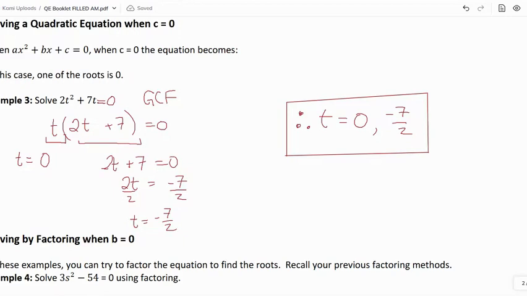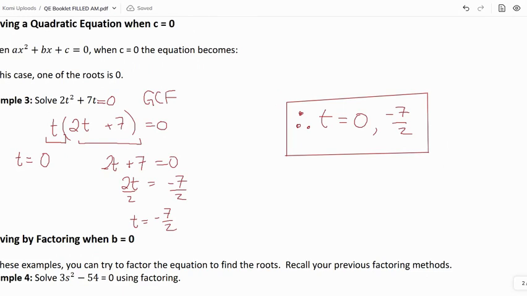Use normal words. Variable. Find x, find t. Find the solution. Great, time. All right.